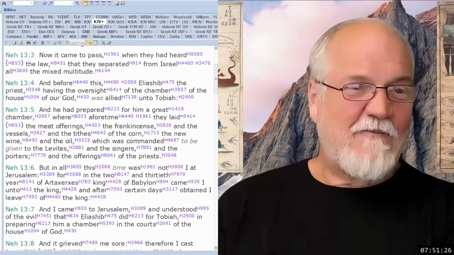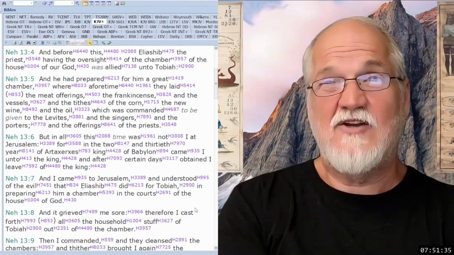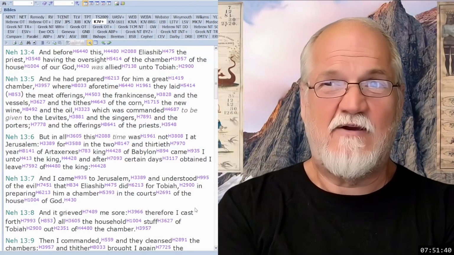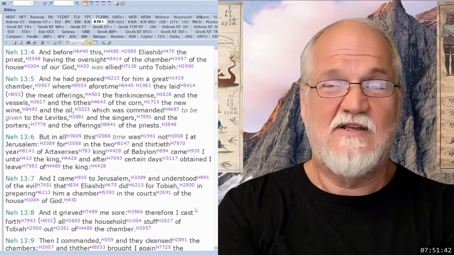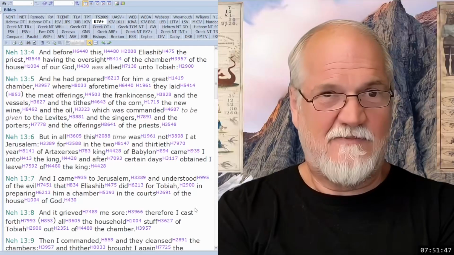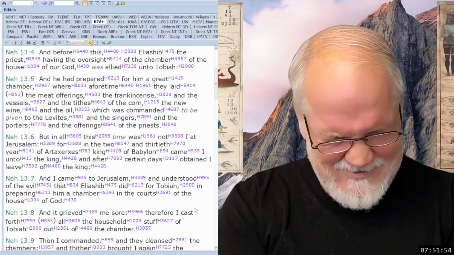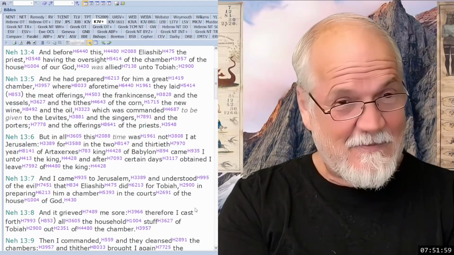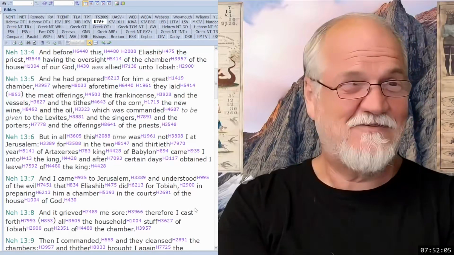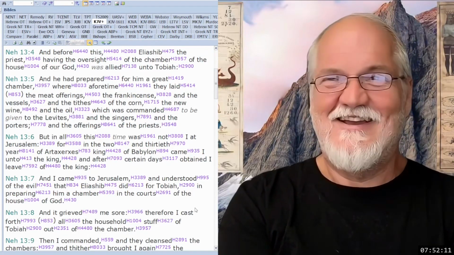Okay. Yeah. So it says, in verse 7, I came to Jerusalem and understood of the evil that Eliashib did for Tobiah in preparing him a chamber in the courts of the house of God. Now, one of the things that came out last week was Dwight had been watching a video dealing with that guy. What's the name? Can't think of it. Yeah, Conrad Vine. Yeah, thanks. Every time I always think of Vance Farrell for some reason, but I know that's not the right name. That's where my brain goes.